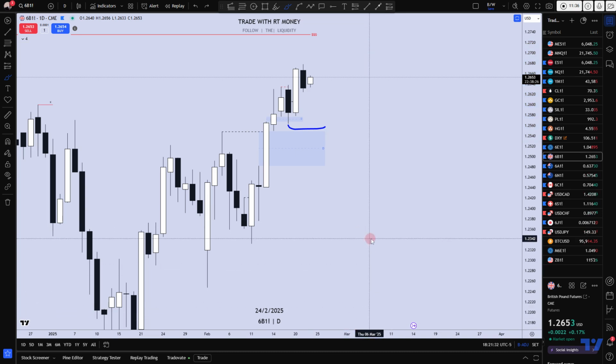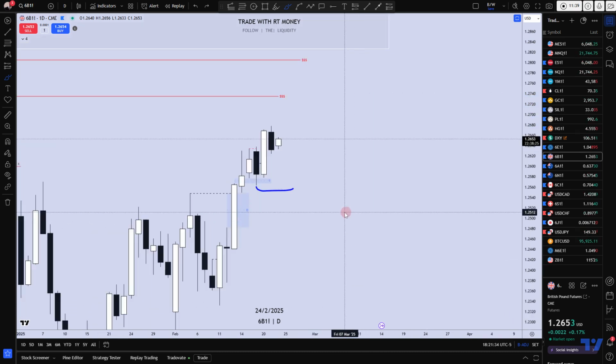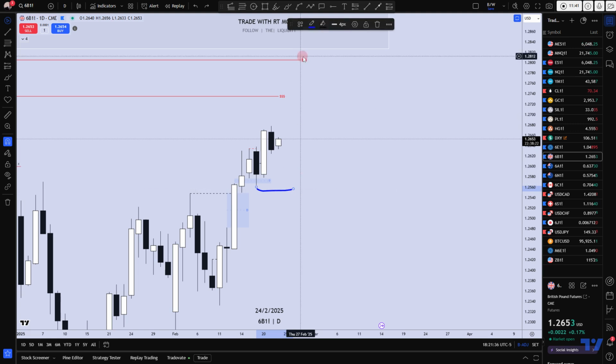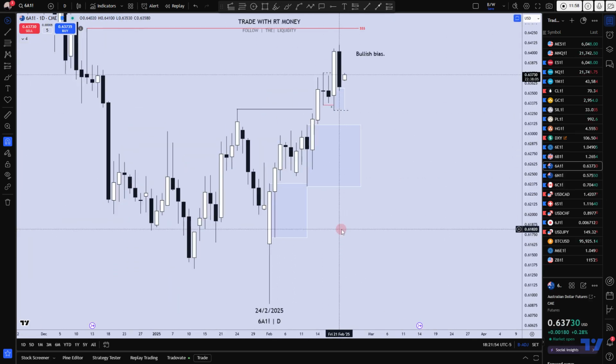But that is my backup plan. My first primary plan is for price to stay above this low, and find the support by way of demand here. All right. This is my line of demarcation. Let's look at the Aussie dollar. Aussie dollar is very similar.